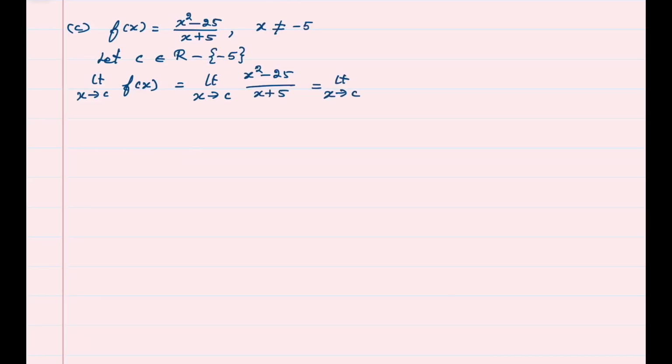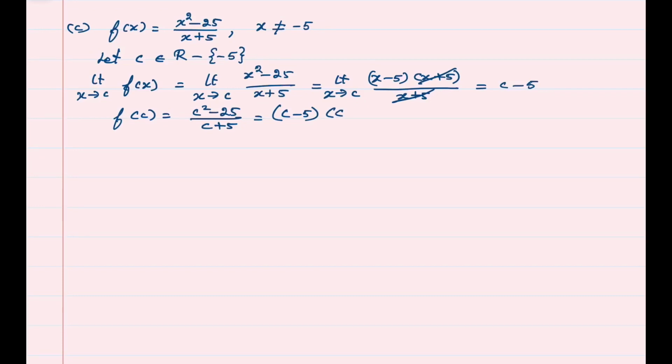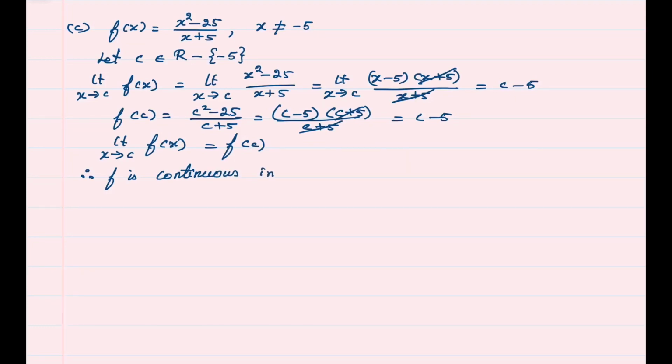Limit extending to c of, we can factorize the numerator, x minus 5 times x plus 5 over x plus 5. These two factors are getting cancelled. Now by applying the limit value we get c minus 5, and f of c is c square minus 25 over c plus 5, which can be simplified further by doing factorization of the numerator. This answer is also c minus 5. Limit extending to c of f of x and f of c are equal. Therefore, f is a continuous function in its domain.